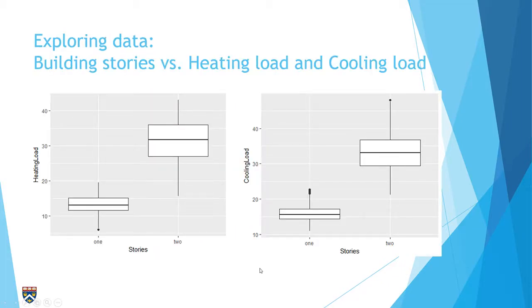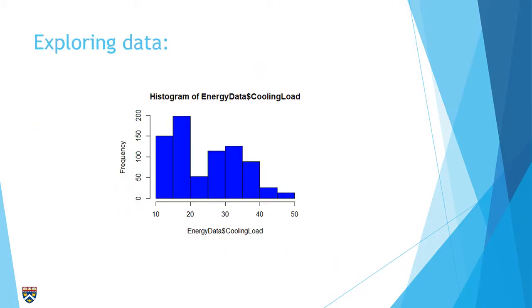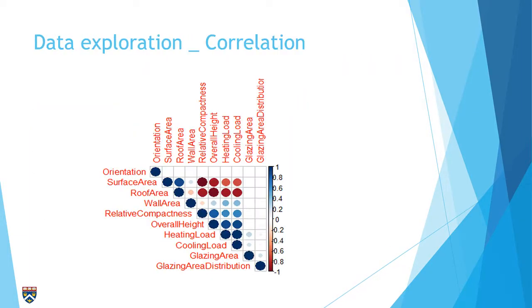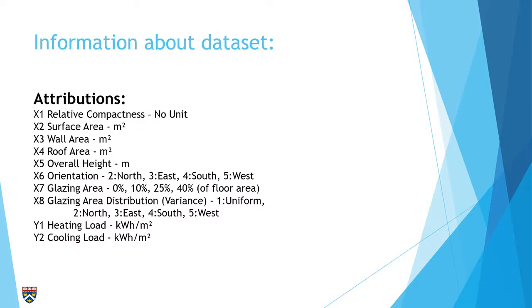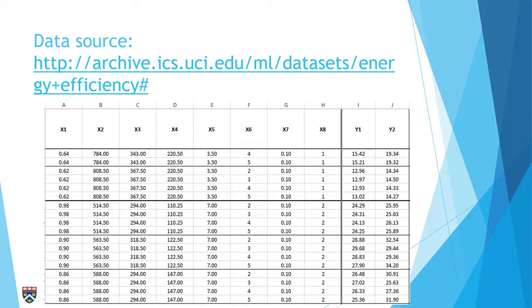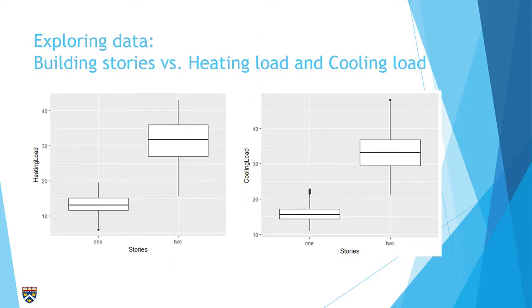So this one, what I did was I convert overall height values. If you notice, overall height is X5, and in X5 you see that there are only 2 different kinds of values, 3.5 and 7, because 3.5 meters and 7 meters. 3.5 meters is 1 story and 7 meters is 2 stories. So I rename the columns to 1 story and 2 stories, and then I graph the box plot for heating load and cooling load, and you see that 1 story tends to have lower heating load and cooling load, which are better compared to the 2 stories.